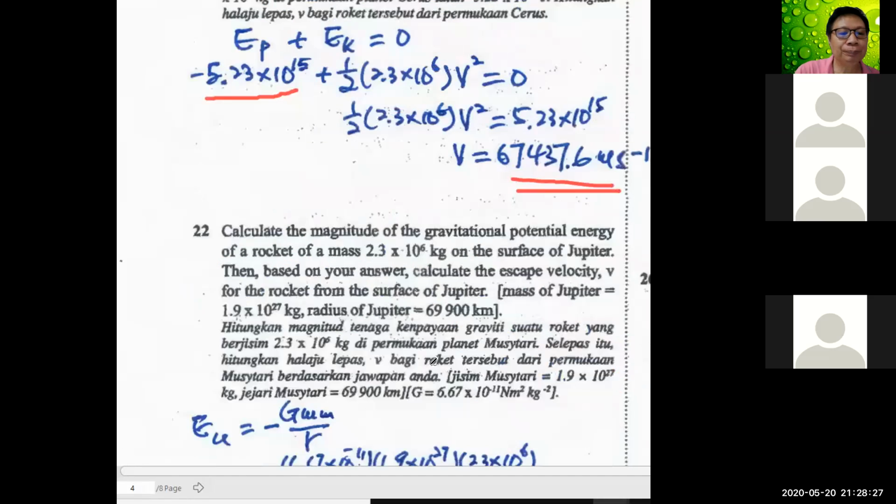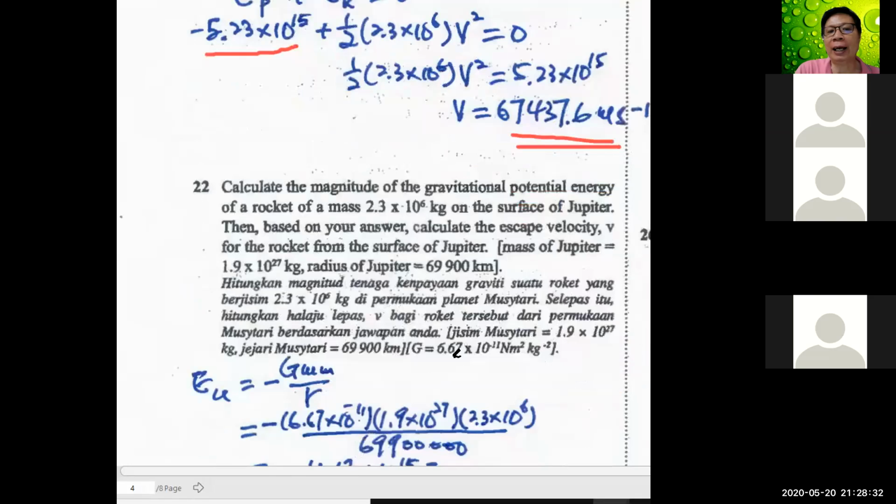All right, question 22. The question wants you to calculate the potential energy. I see the potential energy formula is here. If you don't know, this is the potential energy formula: negative GMm, the two masses, divided by r, the distance. Calculate the magnitude of the gravitational potential energy of a rocket.